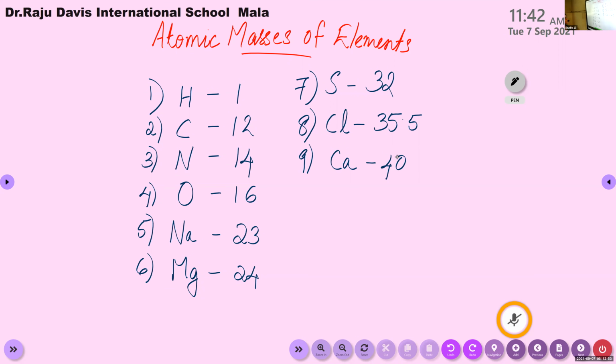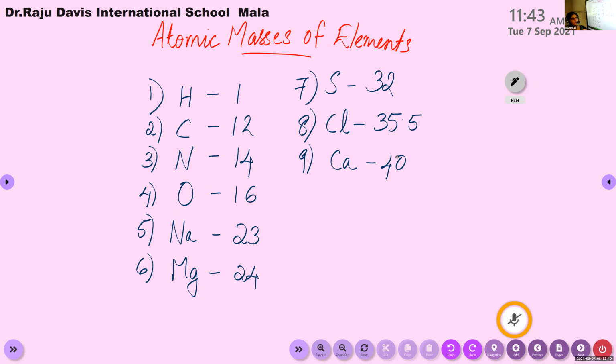So these are the atomic masses of a few elements in the periodic table. You have to thoroughly learn these atomic masses, because after that you will learn how to find the molecular mass. In the case of a molecule, it's just the sum of the atomic masses of the elements. So first of all, you have to learn the atomic masses of elements. This is the base of all the remaining things that we are going to learn.